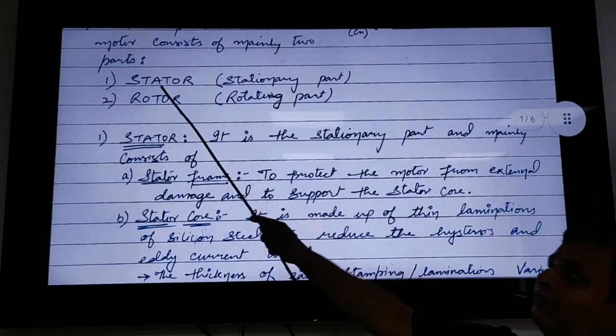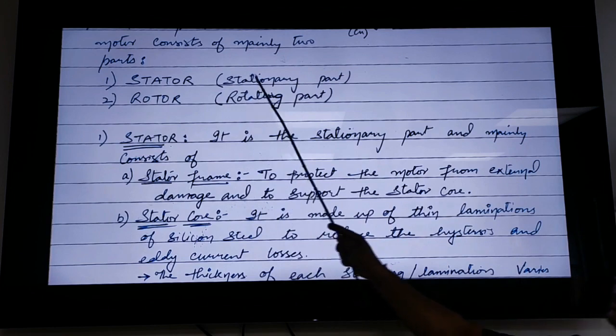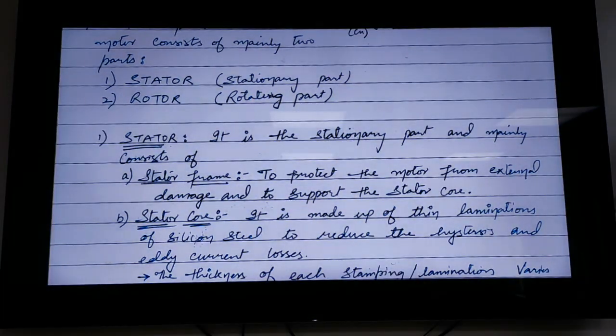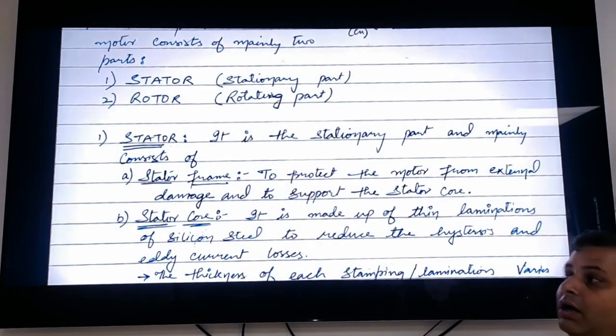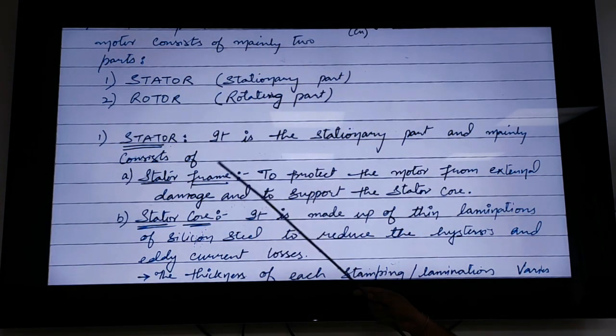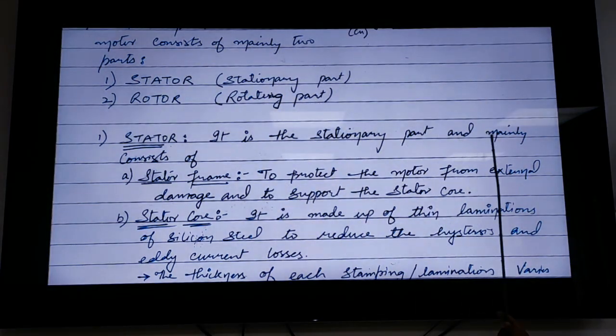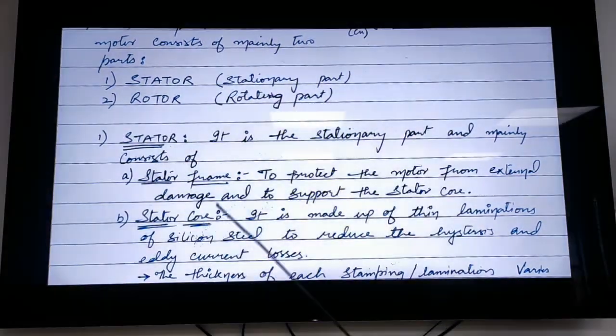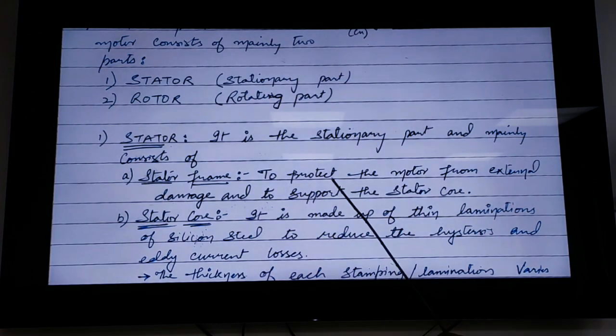As I told you, we have two basic parts. One is the stator, the stationary part, and the other is the rotor, which is the rotating part. Now as far as theory is concerned, just look at the LED screen. It says it is the stationary part and mainly consists of stator frame, stator core, and stator frame to protect the motor from external damages and to support the stator core. This is the function of the stator frame.